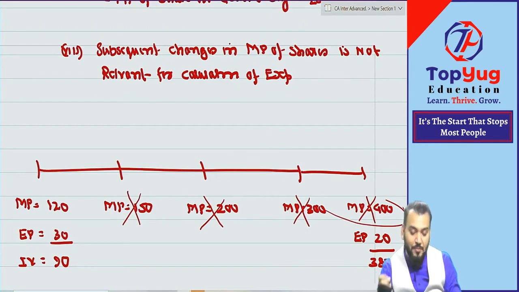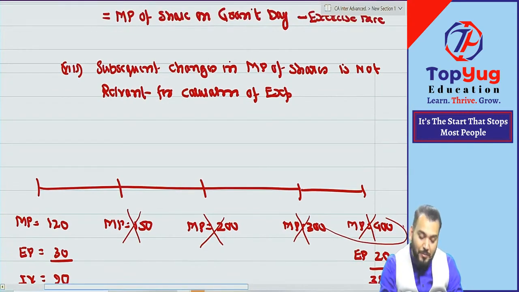This is perfect for a CA student. Now, what I have said: subsequent changes in the market price of shares are not relevant for calculation of expense.